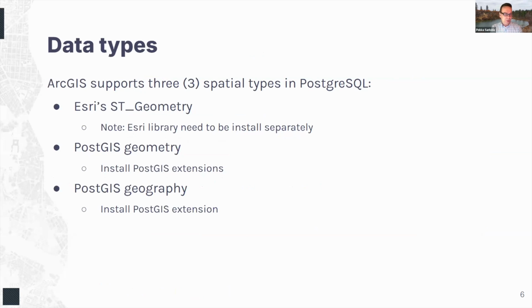If you want to use ArcGIS with PostgreSQL, it supports three spatial types in PostgreSQL. First is Esri ST_Geometry. It's the Esri way to handle spatial data in database columns, and you have to install the Esri library to the PostgreSQL server if you want to use it. Then you can use, of course, the PostGIS geometry or geography types, but in this case you have to install PostGIS to the PostgreSQL server.